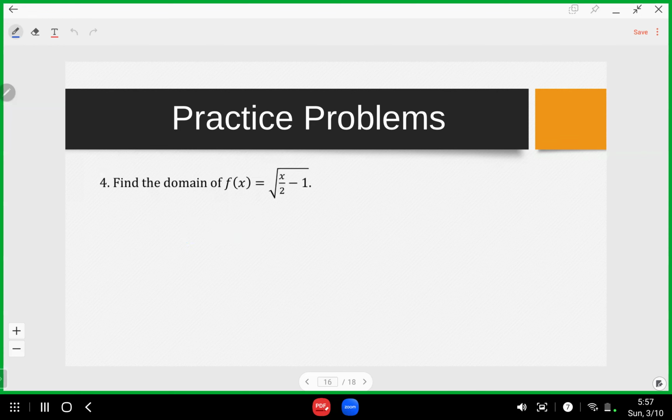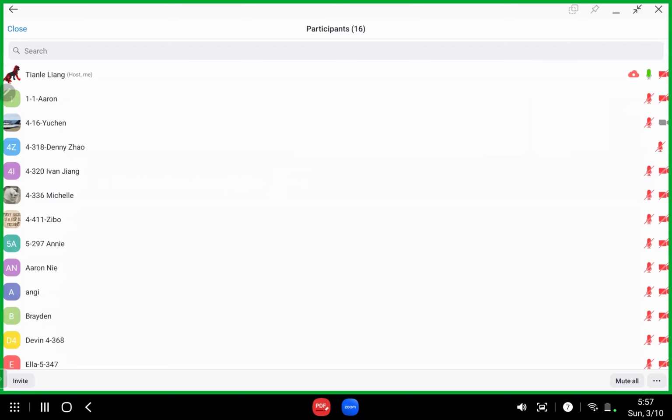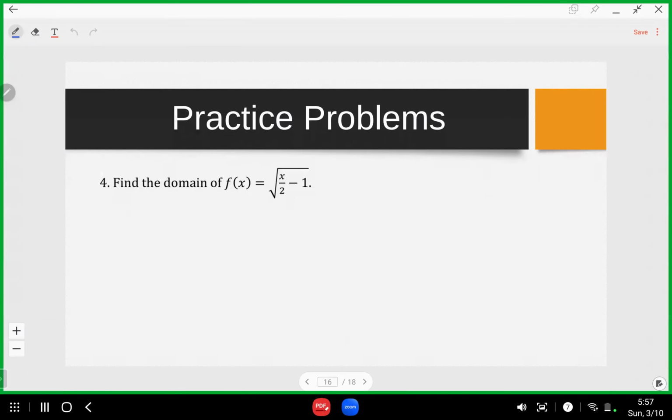Okay. Now let's go to find the domain of this. Okay, so this is a little bit different, because what are the restrictions here? So let me see. Yushen, can you just quickly volunteer for a second or help me demonstrate this? I'm just going to quickly walk you through this one. Can you just tell me what are the restrictions to a square root?